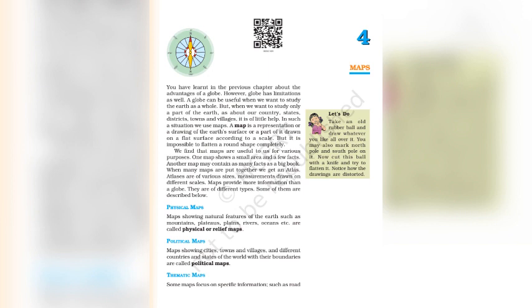When large areas like continents or countries are to be shown on a paper, then we use a small scale. For example, 5 centimeter on the map shows 500 kilometer of the ground. It is called a small scale map.